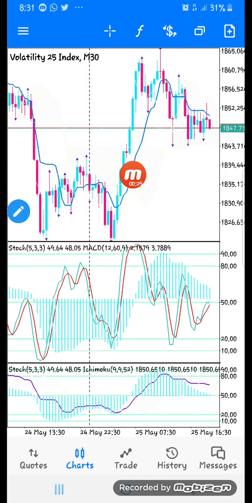The blue line on the main chart is the Ichimoku indicator, and on indicator window 2, the line there is also an Ichimoku indicator. Then the light blue or turquoise lines, this side pointing down, this side pointing up, the same thing in indicator window 2 and in indicator window 1. These are the MACDs, which you already know.